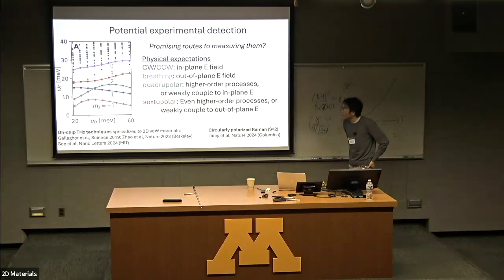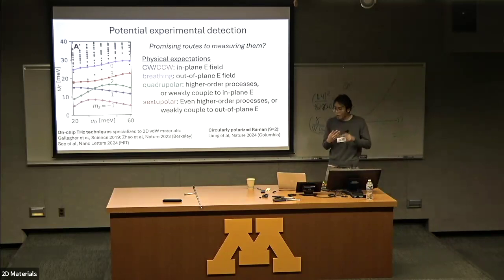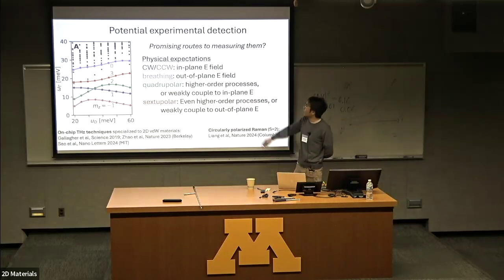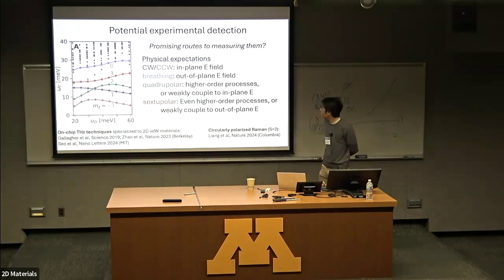I think that some of these on-chip terahertz techniques might be able to detect some of these. There was also some recent experiment using circularly polarized Raman to measure the spin 2 mode in fractional quantum Hall systems, this chiral graviton mode. The same method should also work here: the quadrupolar mode is also an angular momentum 2 object. It should also be probable by this method, but I would love to talk to experimentalists more about this.